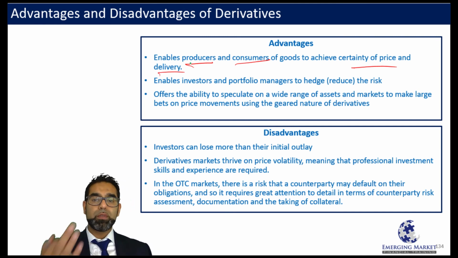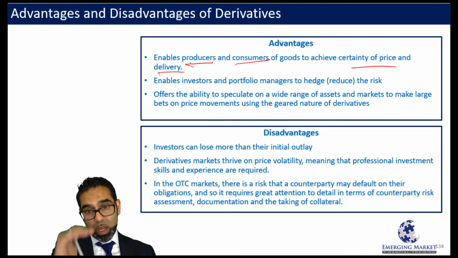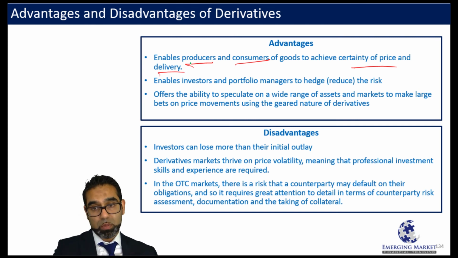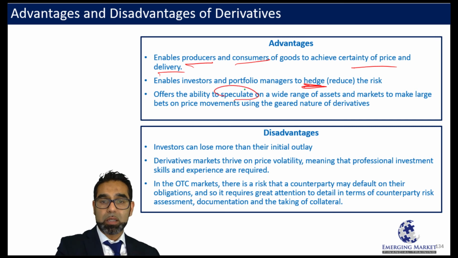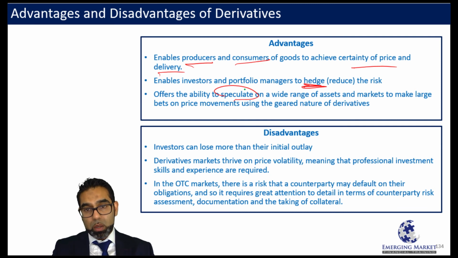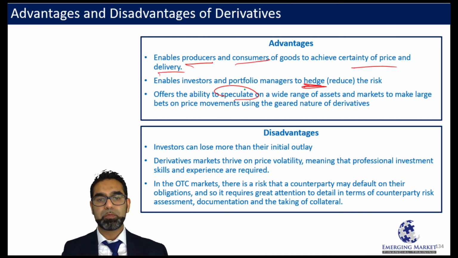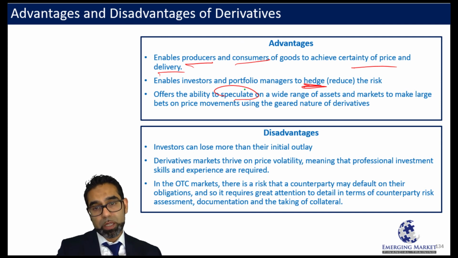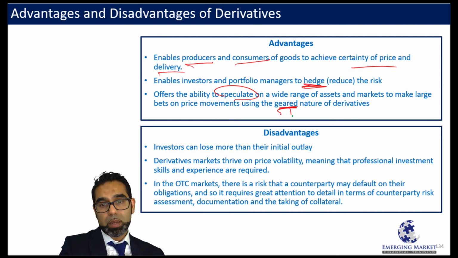It enables investors and portfolio managers to hedge, reduce risk from adverse price movements. Remember this term, hedge. It offers the ability to speculate, the biggest use of derivatives, on a wide range of assets. I don't have exposure to oil, but I might think the price is going up. Or let's say tin or copper. I don't need it in my day-to-day life in terms of buying big quantities of this, but I can trade it on the market. And I can make large bets on movements using geared, or in some of your countries, you may call that leveraged, okay, leveraged use of derivatives.